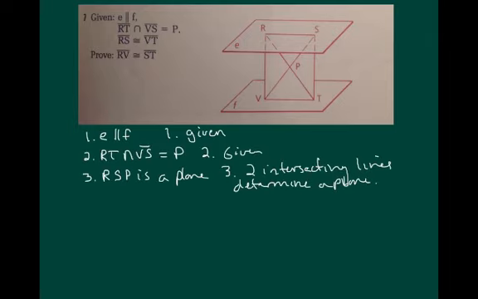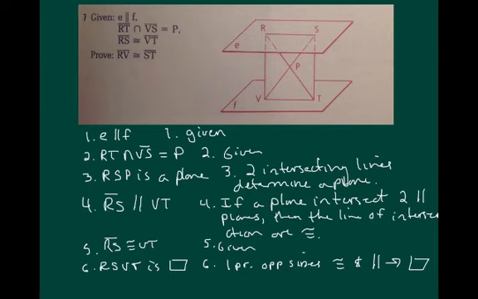Since we know that the intersecting lines RT and SV determine a plane, we know that RSP, or however you want to name it, is a plane. Therefore, we can say that RS is parallel to VT because the lines of intersection are parallel if a plane intersects two parallel planes.